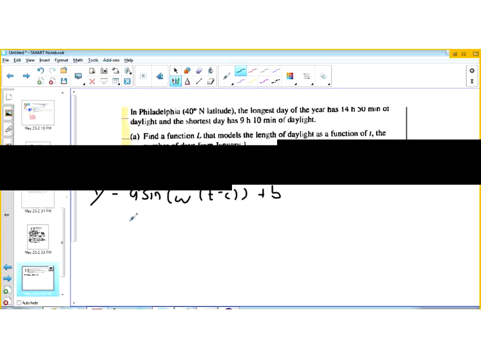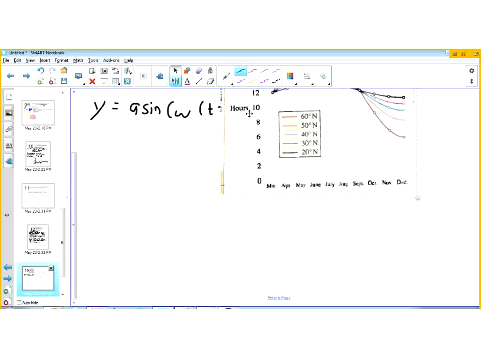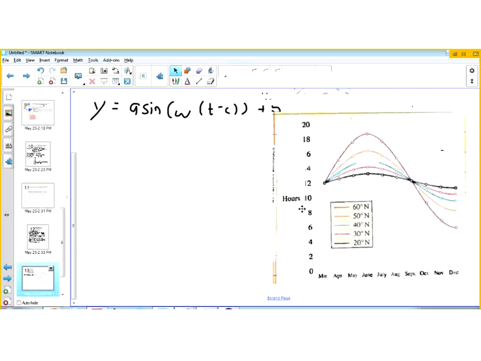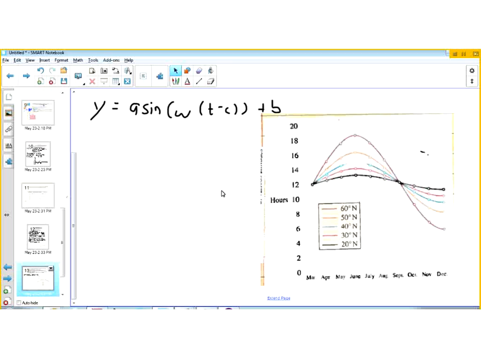So let me pull up a data sheet for you, showing how the hours of daylight vary at varying degrees of latitude. All right, so let's use this. So remember, A is the average value of the output. Using this chart, we can see the maximal and minimal hours of daylight during a given month at a given latitude.